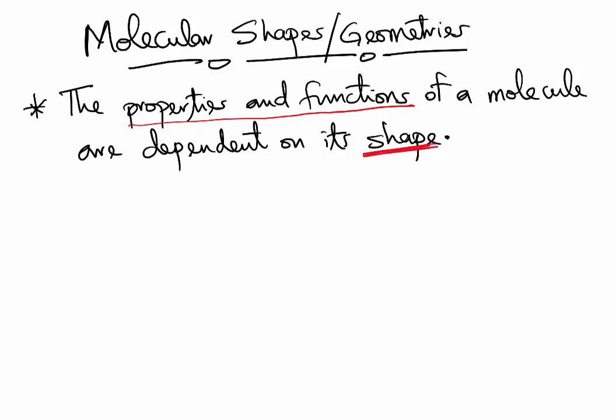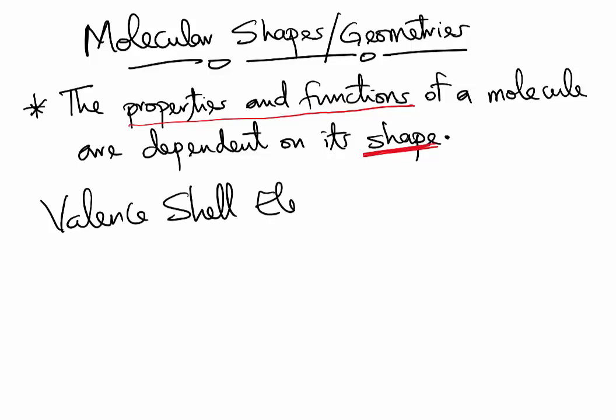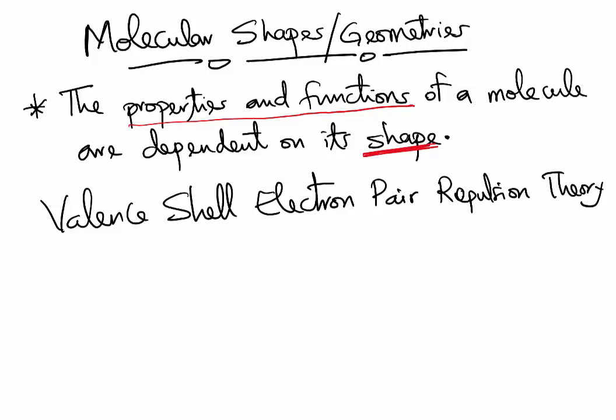Now, to determine the molecular geometry of a molecule, we use a very simple theory that is called valence shell electron pair repulsion theory. This has an acronym that is VSEPR theory. Some people simply call it Vesper.